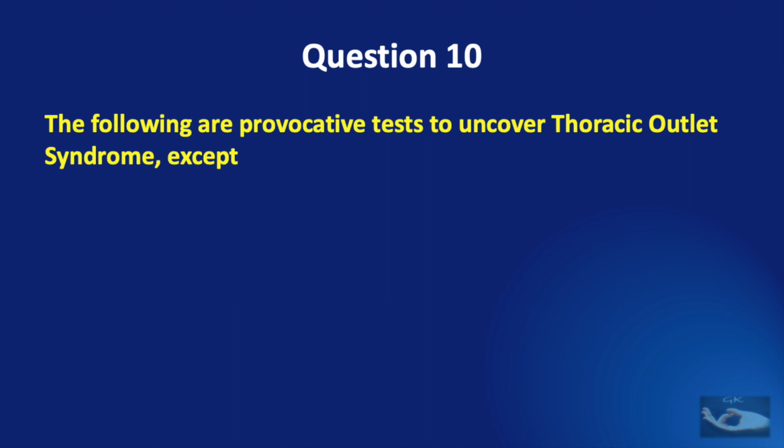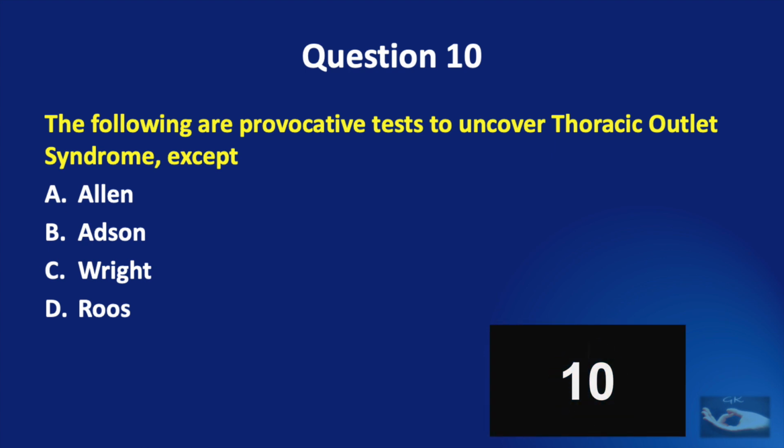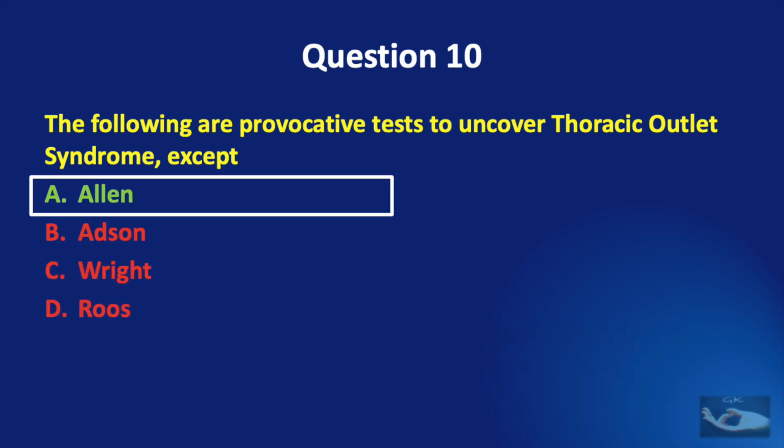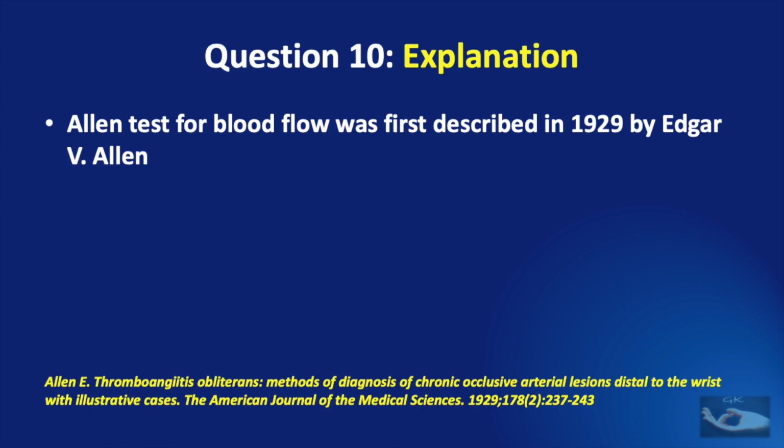The following are provocative tests to uncover thoracic outlet syndrome except the Allen test, Adson's test, Wright's test or the Roos test. And the answer is the Allen test, which is not one of the provocative tests to uncover thoracic outlet syndrome. The Allen test was described for assessing the blood flow to the hand by the ulnar and radial arteries, and this was described in 1929 by Edgar V.